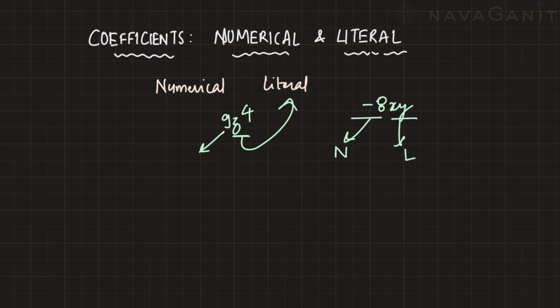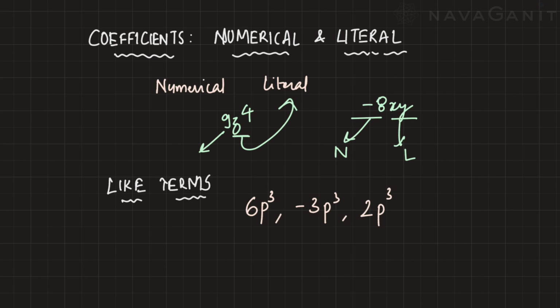Now, what are like terms? Terms which have the same literal coefficient are called like terms. For example, 6p cubed, minus 3p cubed, and say we have 2p cubed. Now the numerical part is different in all these three terms, but the literal part is the same. So they are like terms because they all contain p cube as a literal coefficient.